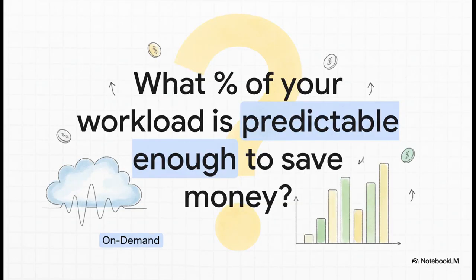And that's what it all comes down to. This is the big question I want you to take back to your team. We know that most people just default to On Demand because it's easy. So, looking at what you're running right now, what percentage of it is actually predictable enough that you could flip a switch and start saving money on it today?